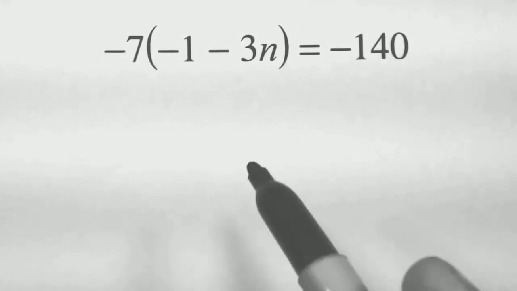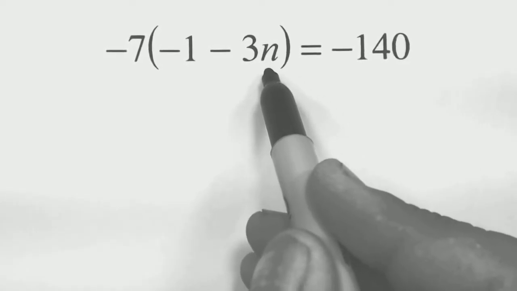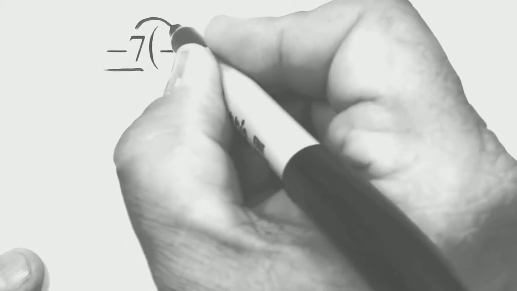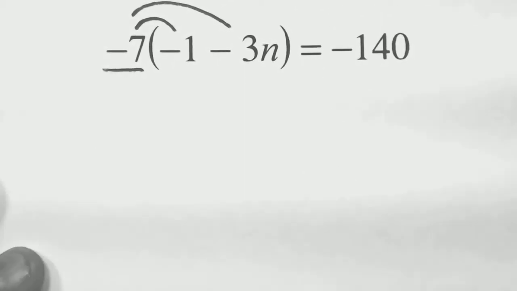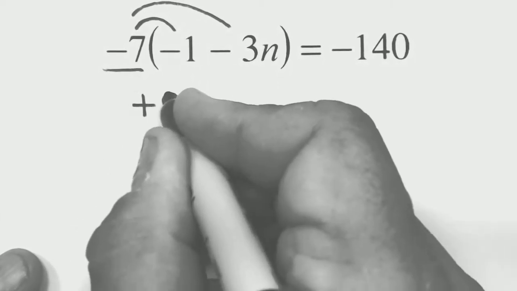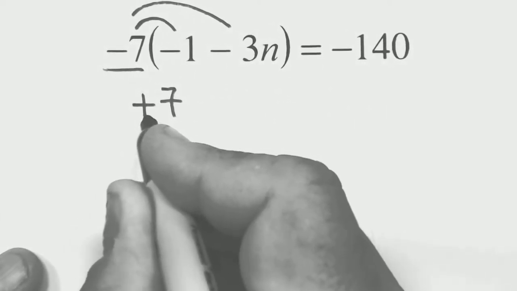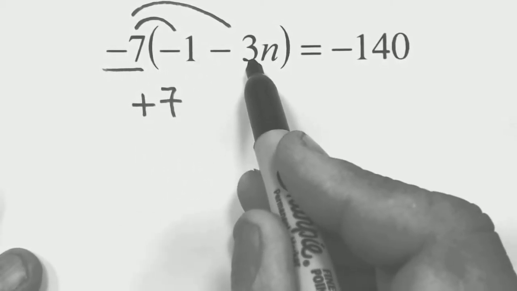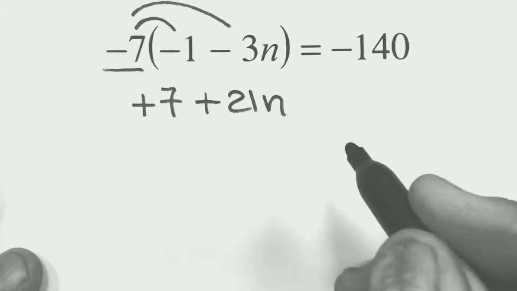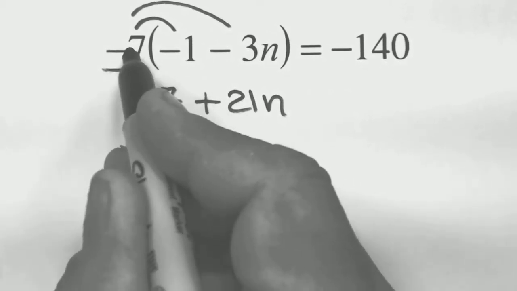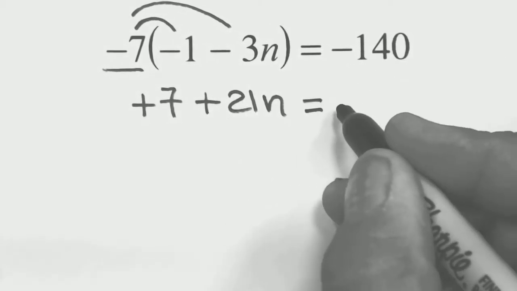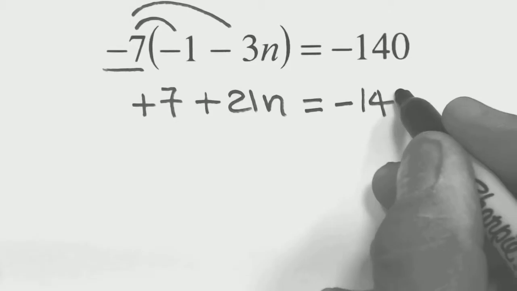Here again, we've got some parens that we've got to clean up before we start. This time it's the negative 7 in front, so we have to distribute that into both. Let's do that carefully. Negative 7 times negative 1 gives me positive 7. I'll put the plus to rub that in. Negative 7 times negative 3 is positive 21. And of course we've got the n here. Okay, I've used the distributive law to clean up the left side. No parens anymore.